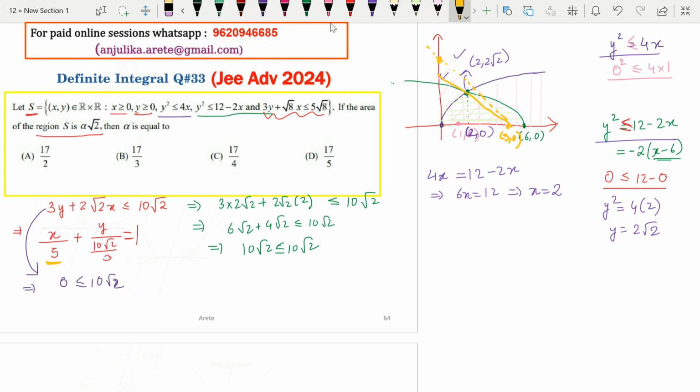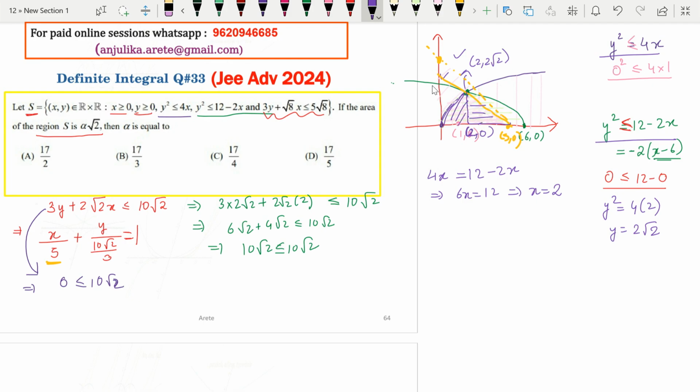Now we have to figure out the area of what region. The region is very clear. This is the region whose area we need to figure out. How are you going to do that? Again, very simple, because you can break it up. This is one triangle and this is another region here.